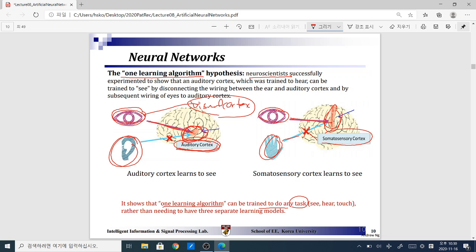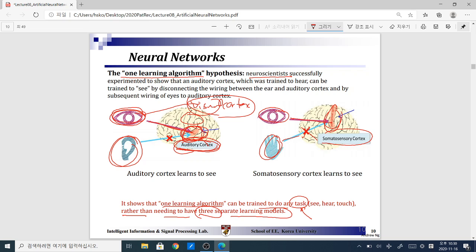It's just that different brain tissues perform different specific perception because they are wired that way. However, if we rewire, for example, from the eyes directly to the auditory cortex, we can train any of these brain tissues to perform any task that we want, rather than needing, for example, three separate learning models, being the visual, the auditory, and the somatosensory cortex.